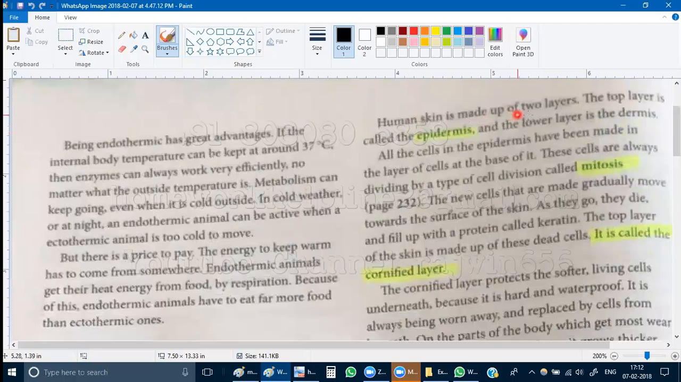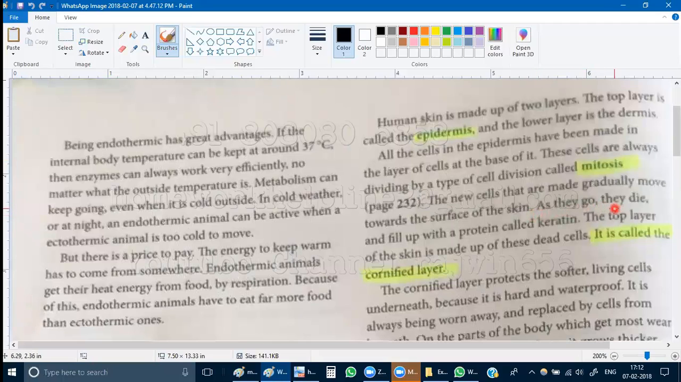Human skin is made up of two layers. The upper layer is called the epidermis and the lower layer is called the dermis. All the cells in the epidermis have been made in the layers of cells at the base of it. So the base will be at the dermis. These cells are always dividing by the type of cell division called mitosis. So cell division will constantly be taking place, and new cells will be constantly produced. The new cells that are made gradually move towards the surface of the skin.